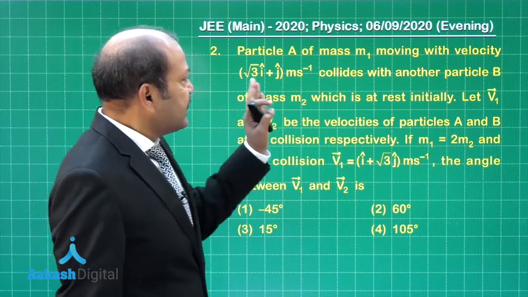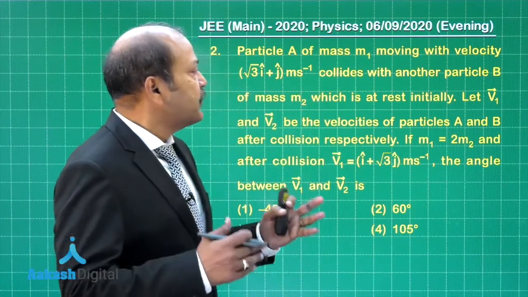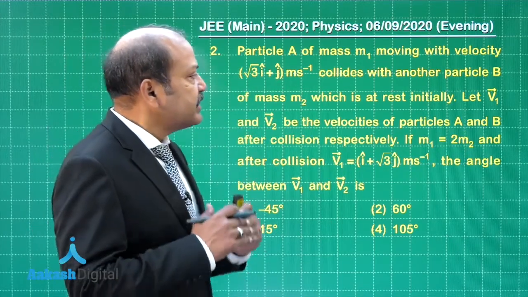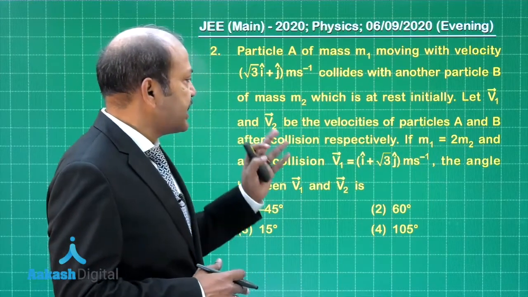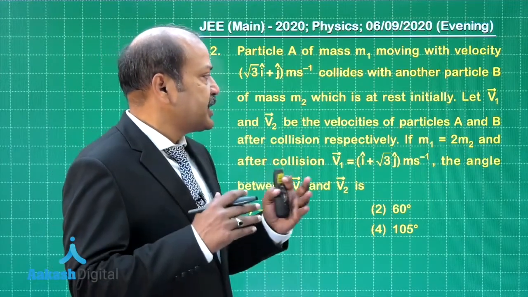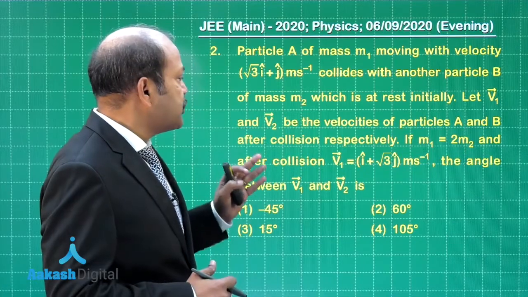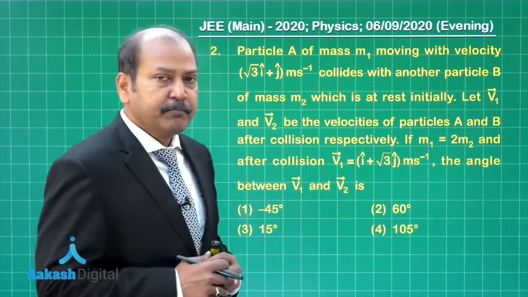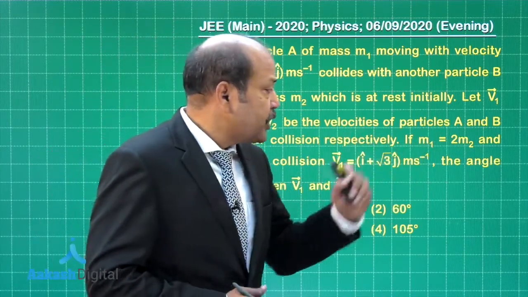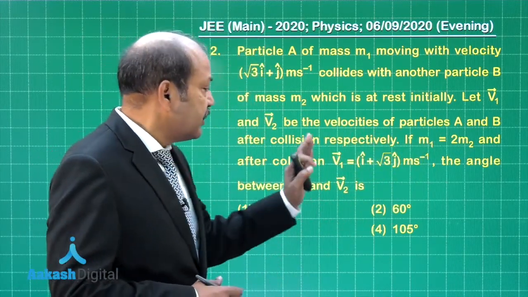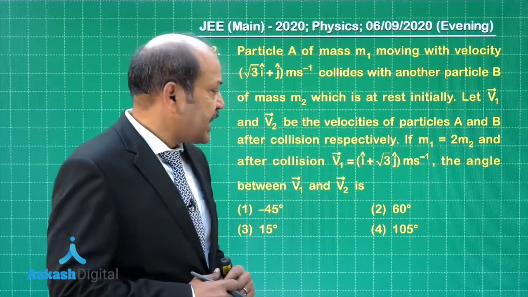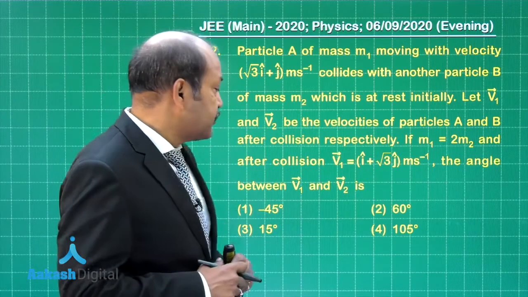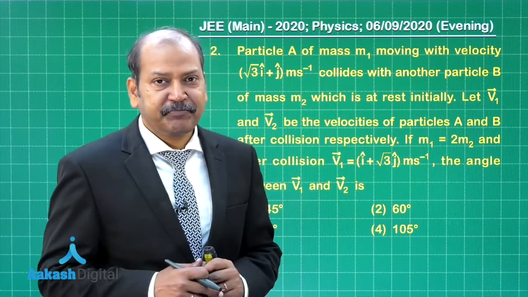Question 2 says particle A of mass m1 moving with velocity root 3 i cap plus j cap meter per second collides with another particle B of mass m2 which is at rest initially. Let v1 and v2 be the velocities of particles A and B after collision respectively. If m1 is equal to 2m2 and after collision v1 is given as i cap plus root 3 j cap meter per second, what is the angle between V1 and V2 vectors?